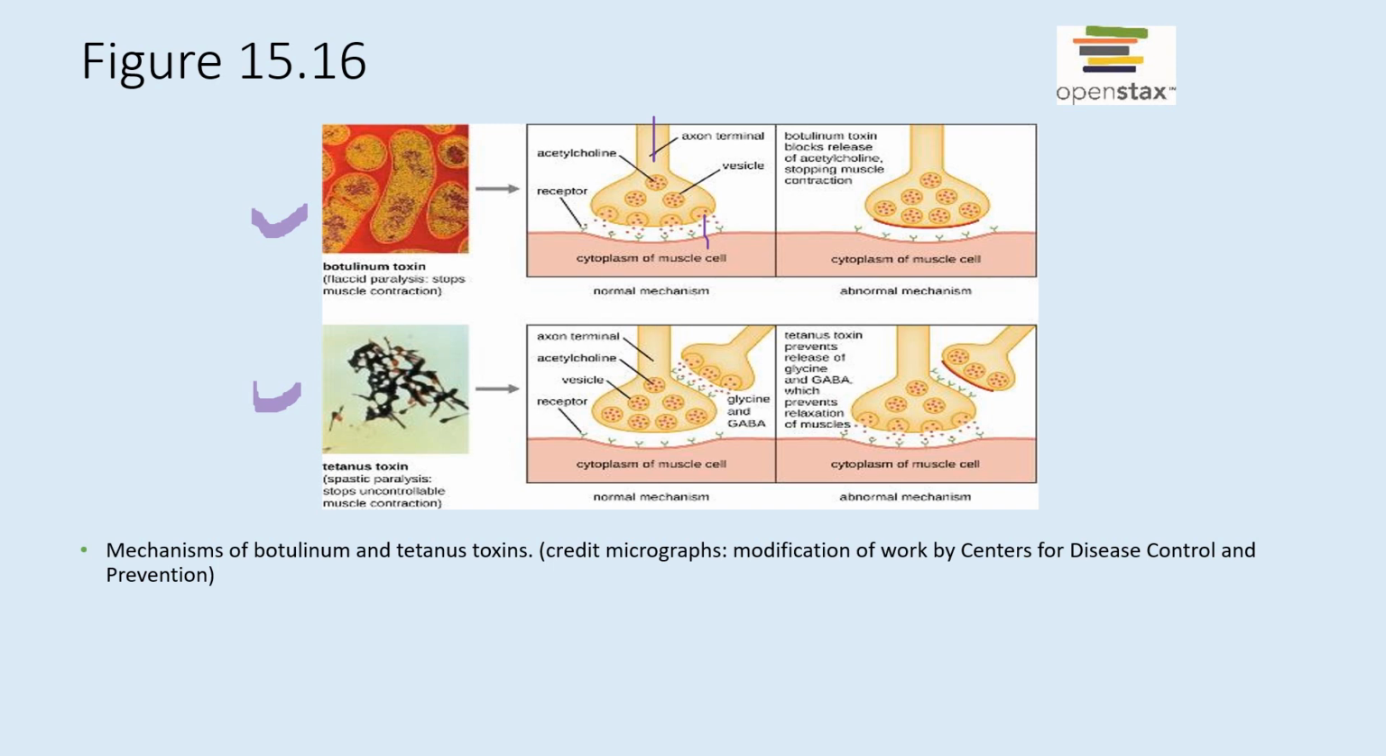What happens with the botulism toxin is you would still have your action potential coming down here, but the toxin prevents the release of that neurotransmitter. So acetylcholine is never released to come down and bind. You therefore never get muscle contraction. It is a form of paralysis because you never get muscle contraction.